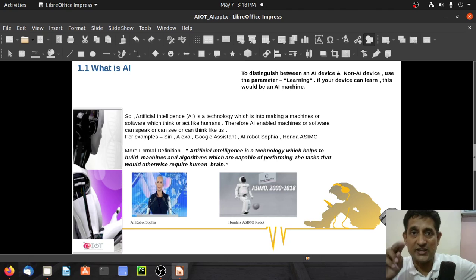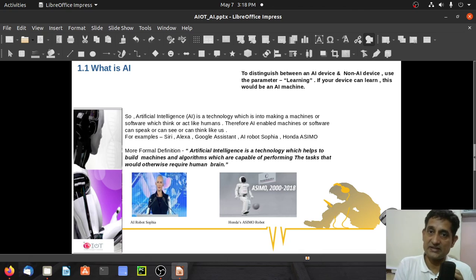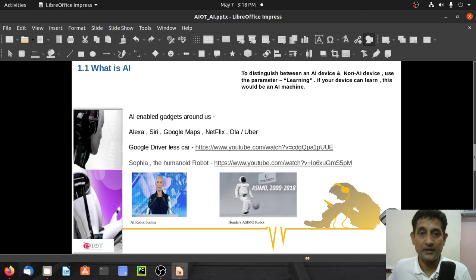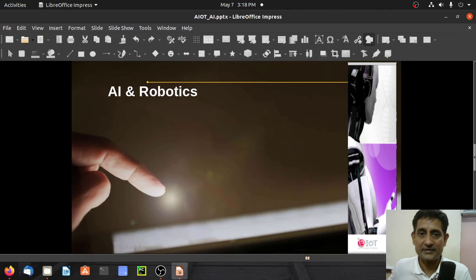So there are two key elements here. One is basically learning. If there is no learning, that is not AI. All right. So there should be learning, and learning from previous experience. That's what you call artificial intelligence. This is a specific technology. So you can see here different gadgets: Alexa, Siri, Google Maps, etc.